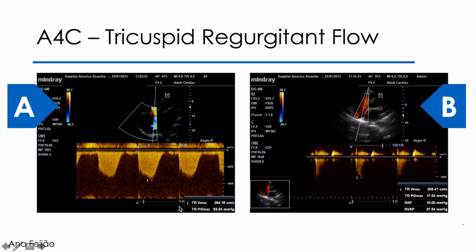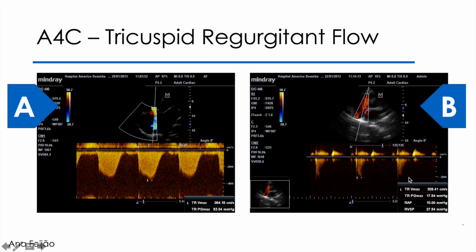Then we observe this type of graph with a negative rounded wave, which can be well defined as in this example, or blurred as in this one. Attention, we should only proceed with the calculation of pulmonary artery systolic pressure if the maximum regurgitation velocity is well defined. In these two examples, in this one we can see a very well delineated Doppler curve, while in this example we do not have a clear perception of the maximum peak.